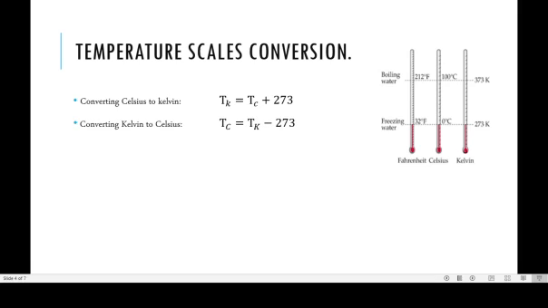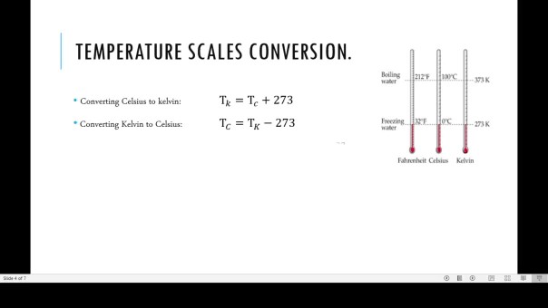That is it. If you want to convert from Kelvin to Celsius, T Celsius will be equal to T Kelvin minus 273 Kelvin. So I have only made T Celsius the subject of the formula. Then I'm going to have the second equation.